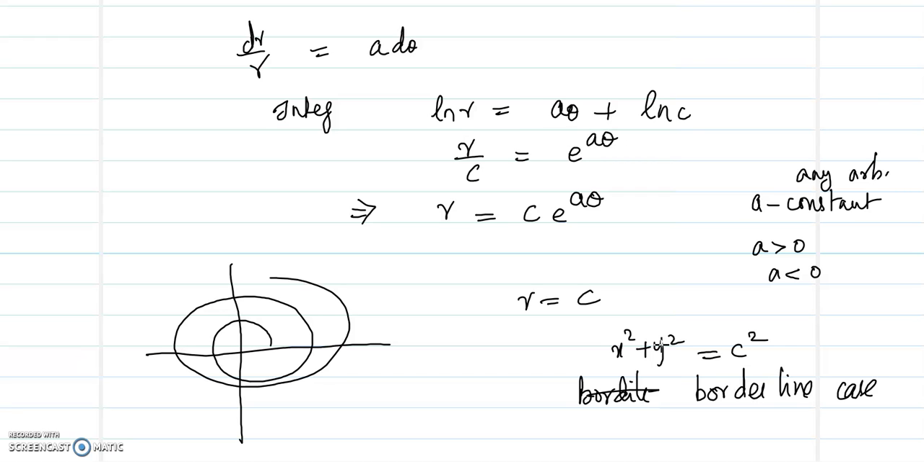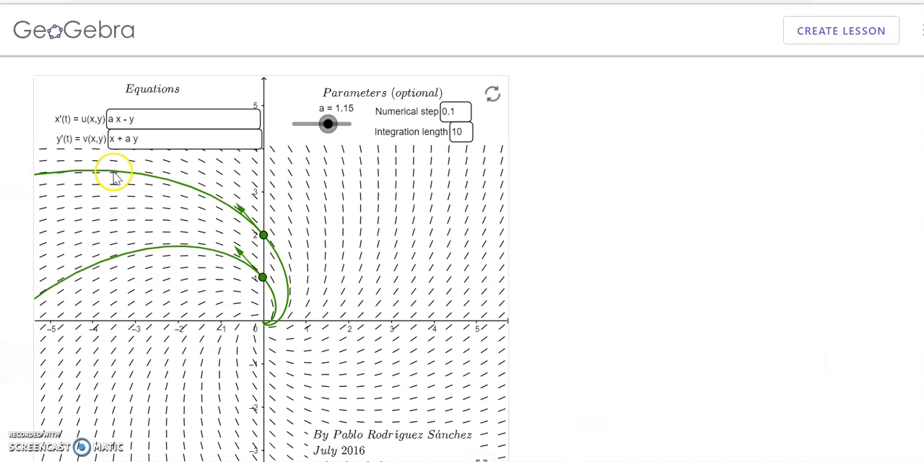So when a is greater than 0 and when a is less than 0, we have a spiral, and a equal to 0 is the case of the circle. So we generally call the point of the type center a borderline case. So here we have the equation of the problem. Let us see what happens when we give different values of a.